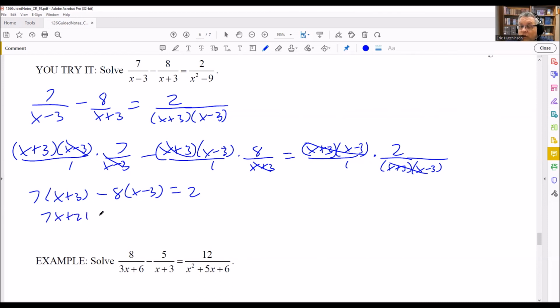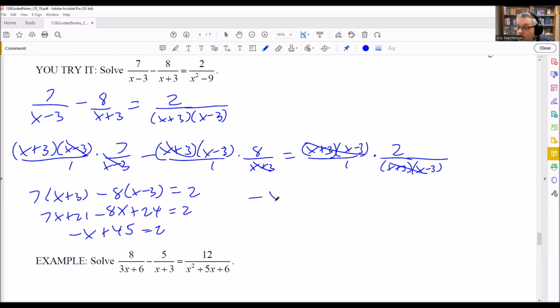7x plus 21, then we have minus 8x plus 24. That's going to equal 2. So be careful with the plus signs on that. 7x minus 8x is negative x. Then 21 plus 24 is going to be 45.